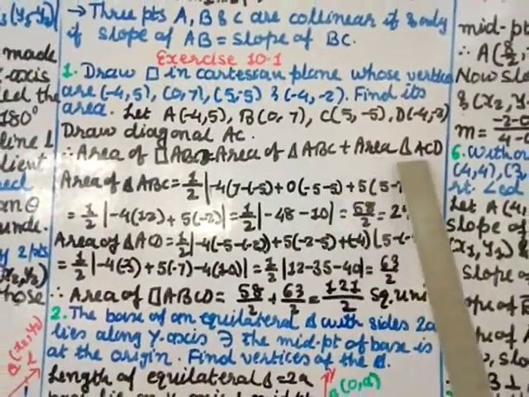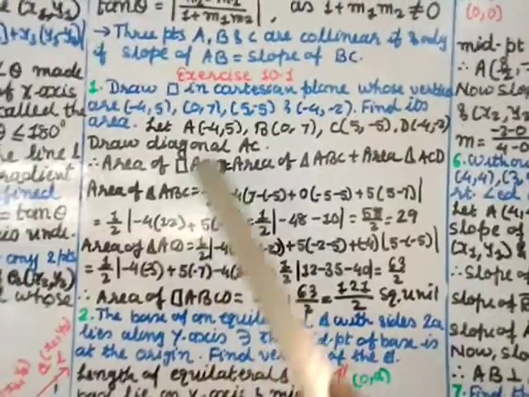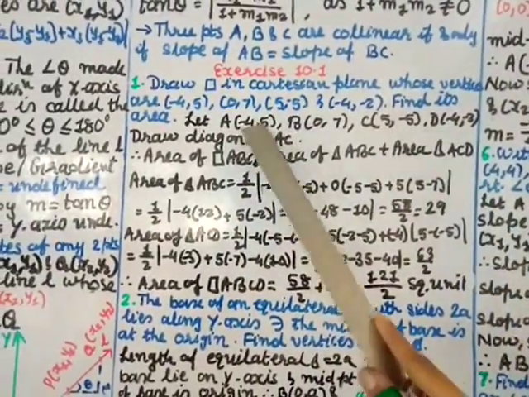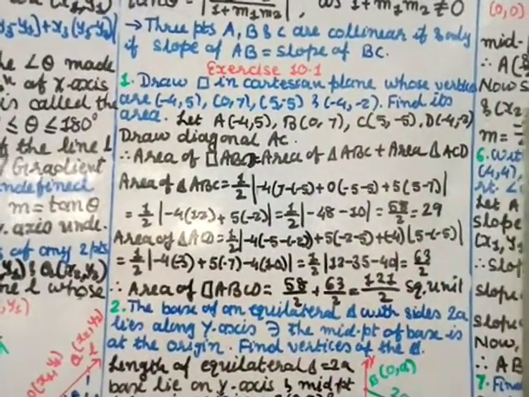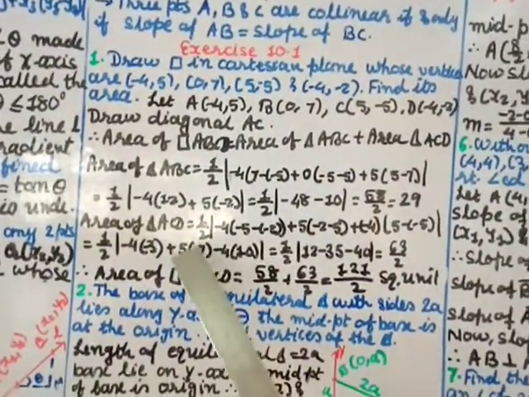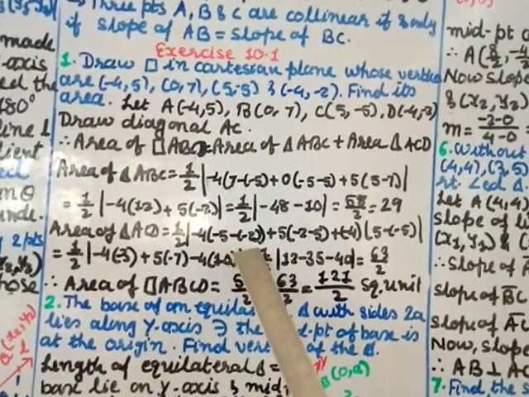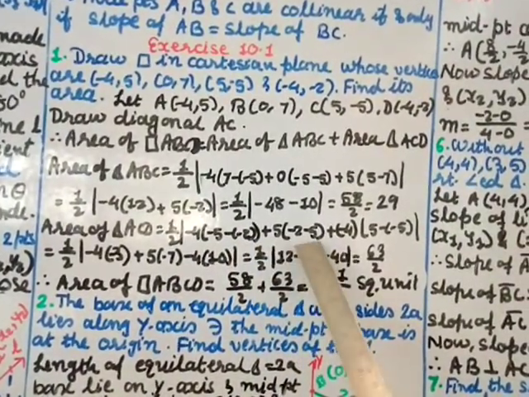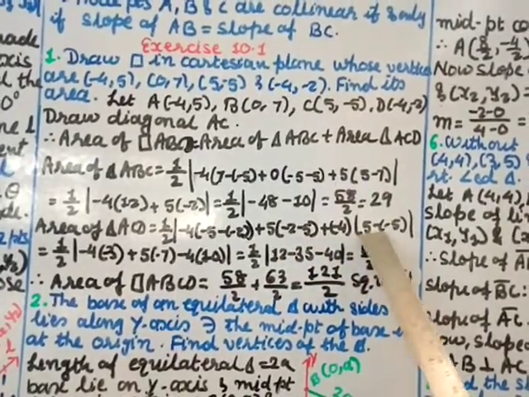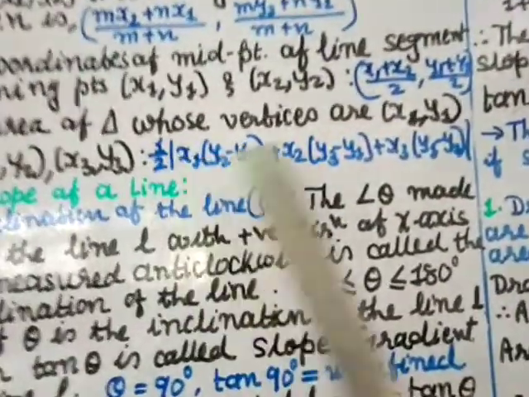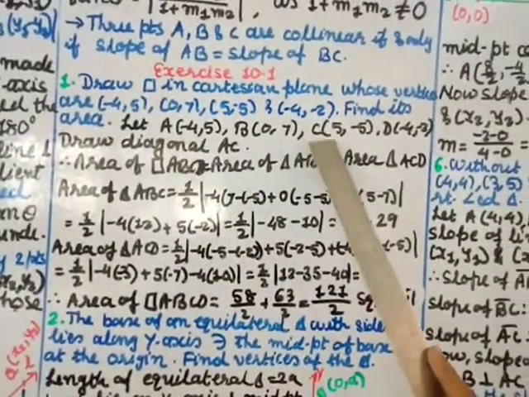Now similarly, I find the area of triangle ACD. These three vertices A, C and D we have to use. So I get the area as 1 by 2 times -4 times (-5 minus of -2), plus 5 times (-2 minus 5), plus -4 times (5 minus -5). I am using this formula and applying it, and the vertices I am taking as A, C and D.